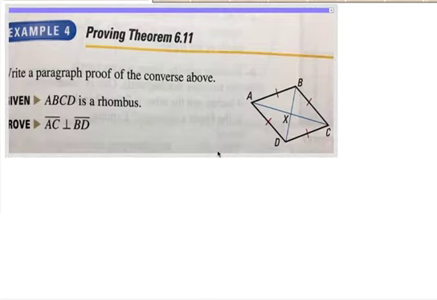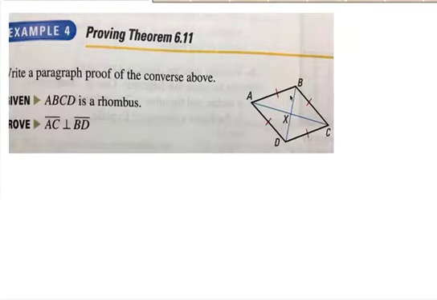Okay, so we're picking up with example 4, which is going to be a theorem. It's going to be a proof, proving theorem 6.11. And 6.11 basically says that a parallelogram is a rhombus if and only if its diagonals are perpendicular. So we're going to prove that using this proof. And they said do a paragraph proof. Well, we'll just do a two column proof like what we're used to.